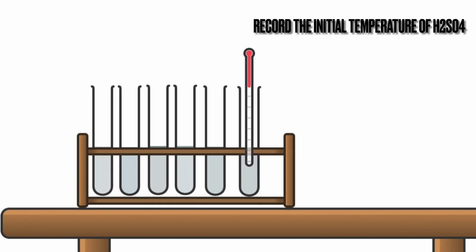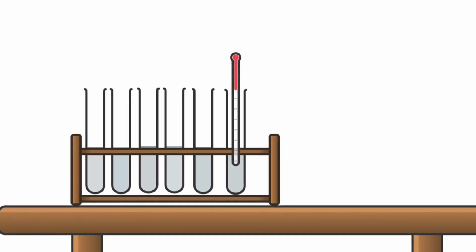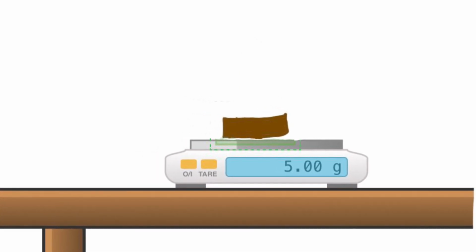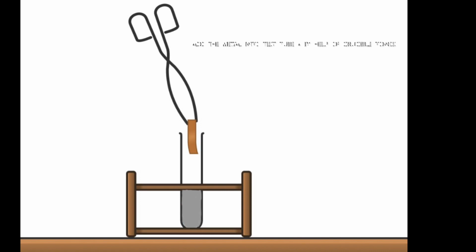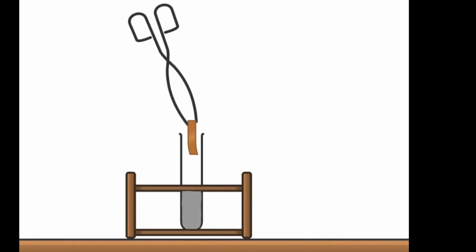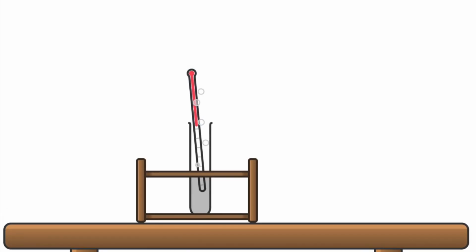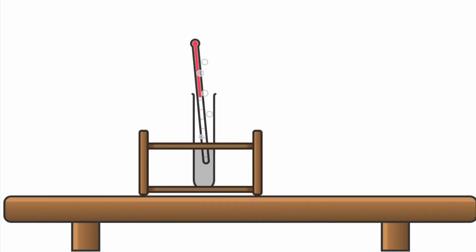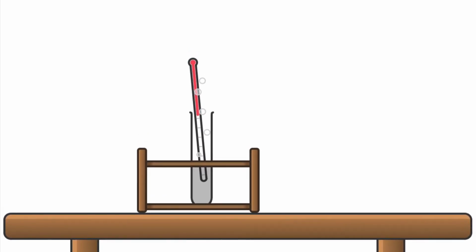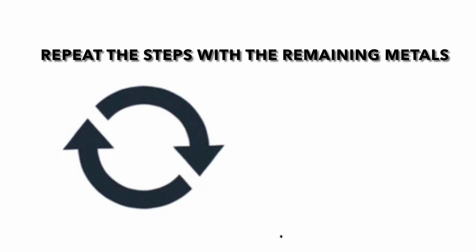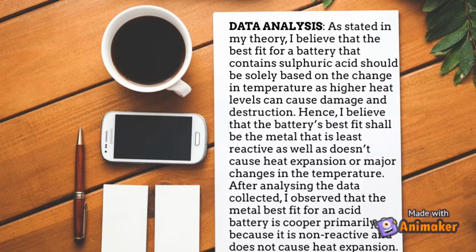Now move on to noting down the temperature of the initial sulfuric acid before the reaction takes place. You now want to record the mass of the metals with the help of the weighing machine. With the help of your crucible tongs, add the metal into the test tube. Once the reaction has taken place, you would now want to record the actual temperature of the sulfuric acid after the chemical reaction has taken place. Repeat these steps with the remaining metals and complete your observations about the chemical reactions between sulfuric acid and the given metals. What can we conclude from the data provided?